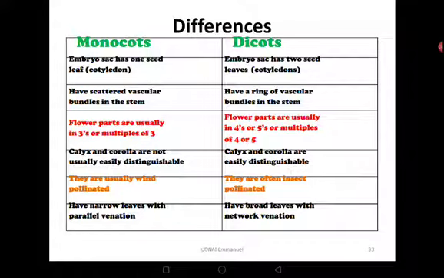In monocots, the calyx and the corolla, the calyx being the sepals collectively, then the corolla being the petals, are not usually easy to distinguish for the monocots. It's not easy to distinguish the petals from the sepals. Meanwhile, for the dicots, it's very easy to distinguish sepals from petals in the flower.